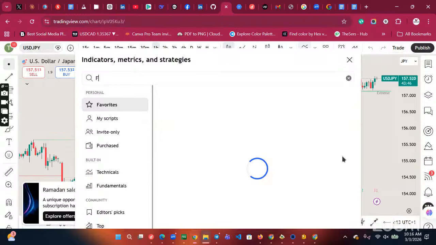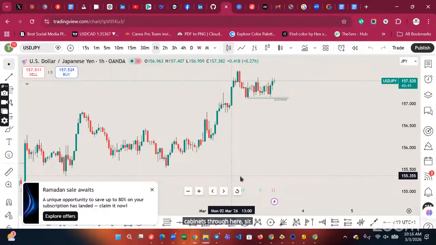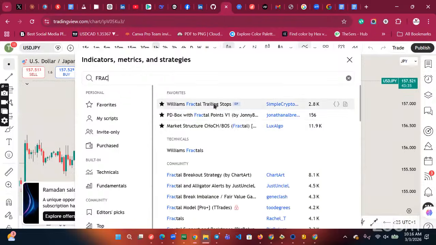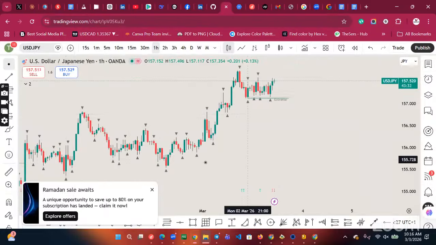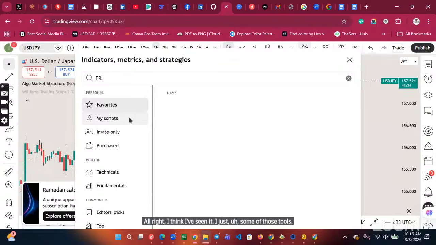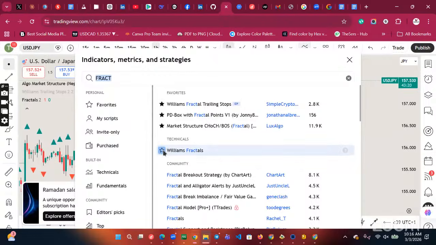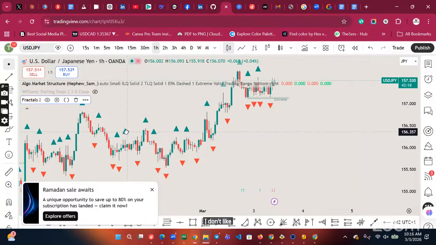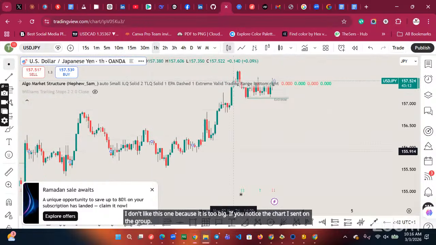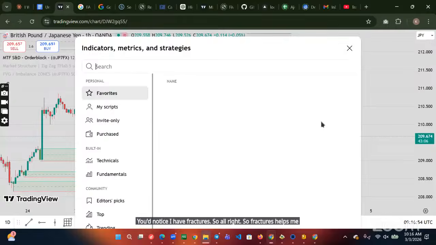All right, I think I've seen it. Some of those tools, I usually keep them. Let me see. This one, I don't like because it is too big. If you notice the chart I sent on the group, you would notice I have fractals. So fractals help me spot where inducements are.